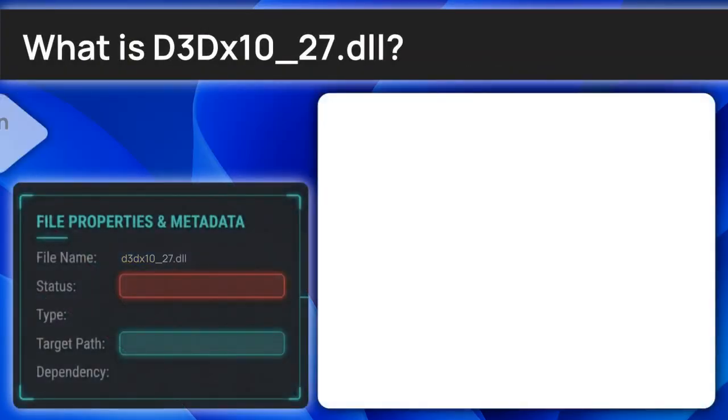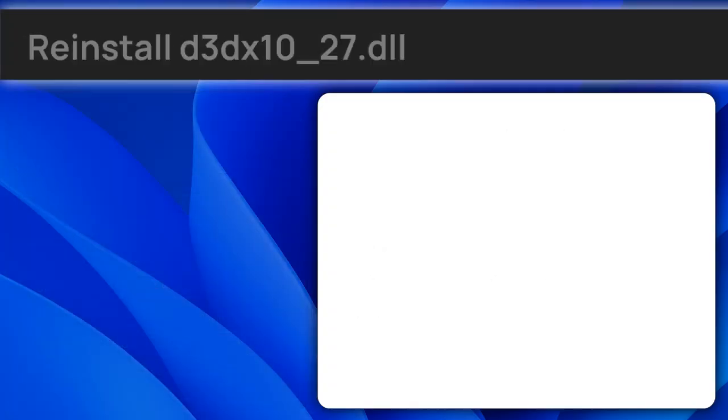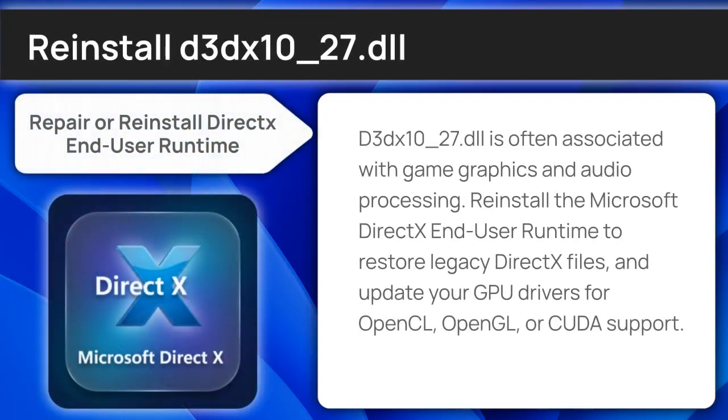This is the DirectX 10 Update 27, a legacy DirectX 10 helper library. It manages unmanaged graphics rendering manifests for multimedia software utilizing the June 2007 DirectX data link. With the explanation out of the way, let's refresh the affected files. DirectX 27 is often associated with game graphics and audio processing.